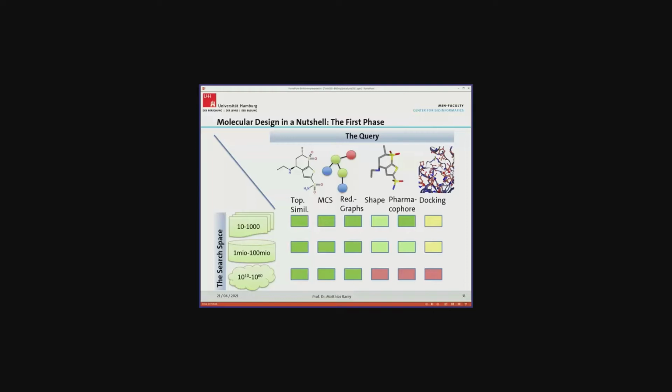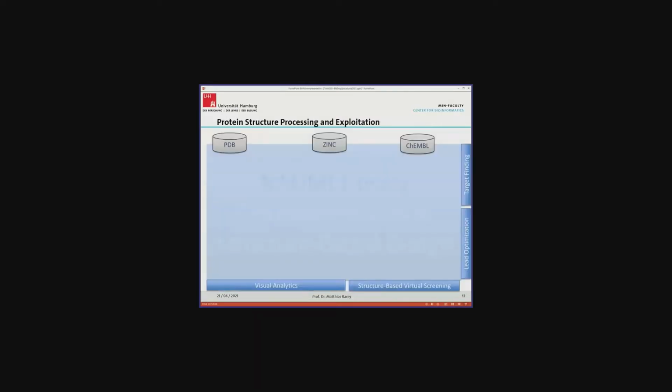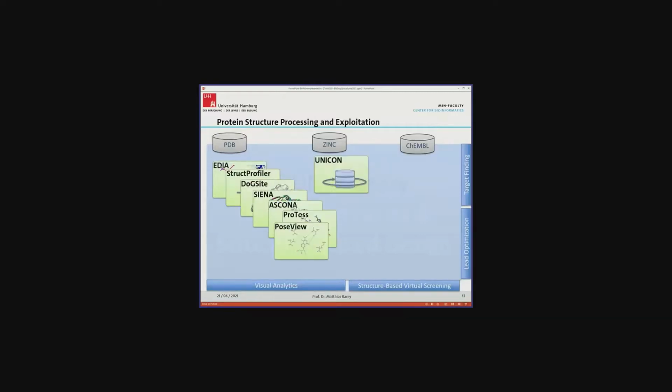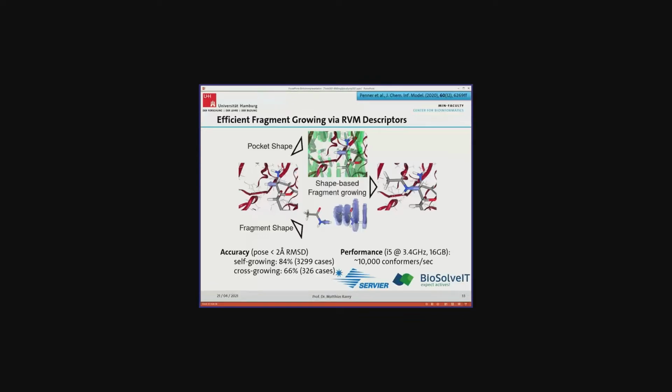Now I have slides for the 3D part, but I will now switch over. Okay, so this is our structure processing pipeline. And obviously the next thing is to combine chemical space search with 3D searching. We already do some kind of fragment growing approaches, and this is also something I will skip now.